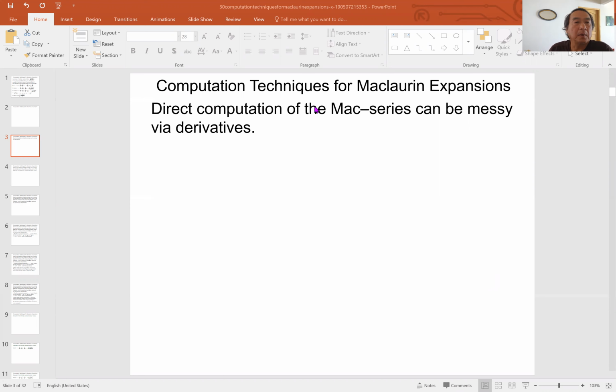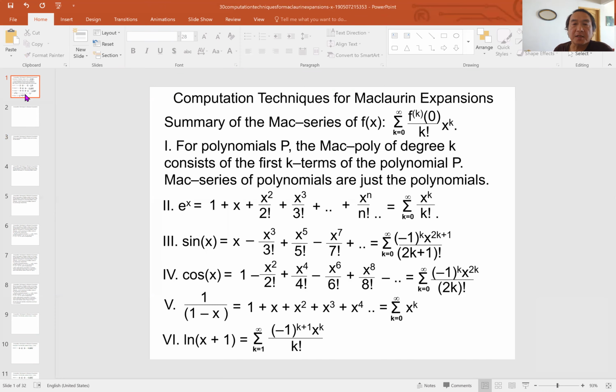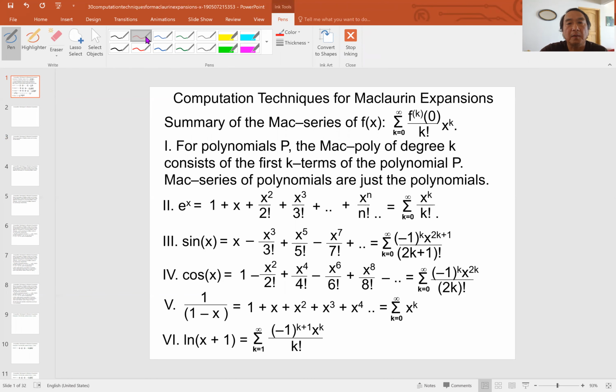Let me start with a reminder that we did the Maclaurin series, which is given by this formula right here, where f of x can be differentiated infinitely many times. In particular, it's a Maclaurin series because we're plugging in x equal to 0. So this is about derivatives around x equal to 0. Therefore, this is an expansion around the point x equal to 0. And the following are the Maclaurin expansions.